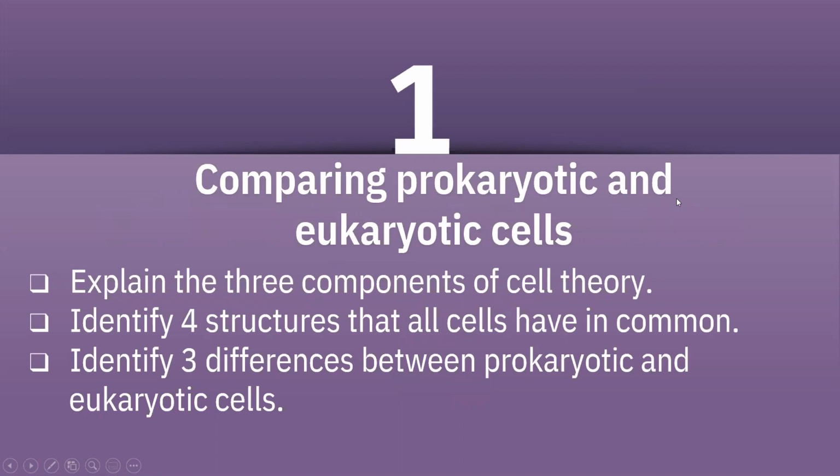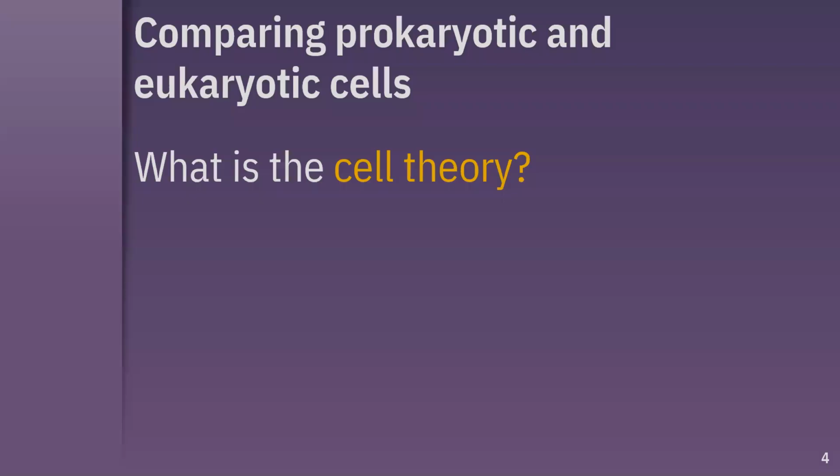So your learning objectives for this part are to explain the three components of cell theory, to identify the four structures that all cells have in common, and to identify three differences between prokaryotic and eukaryotic cells. So first of all, what is cell theory?